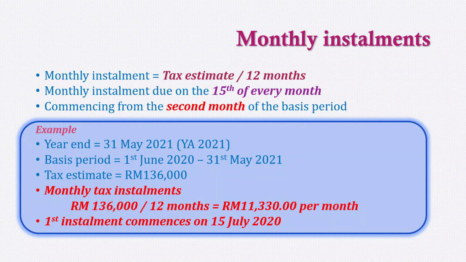Alright, so for the company, they are allowed to do monthly installment. So how do we know how much is the monthly installment? The step will be the tax estimate divided by 12 months, because one financial year you would have 12 months. So whatever amount of your tax estimate divided by 12 months, therefore you would know how much is your monthly installment, and this monthly installment must be settled latest by 15 of every month.